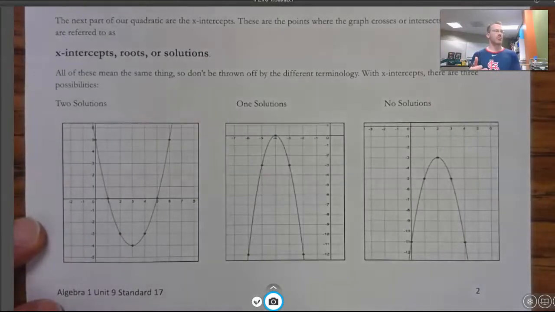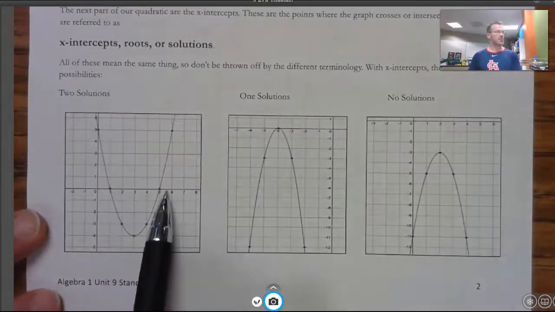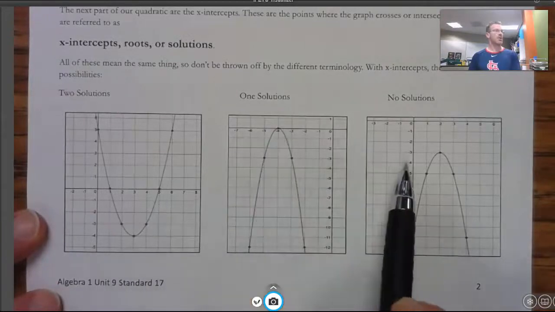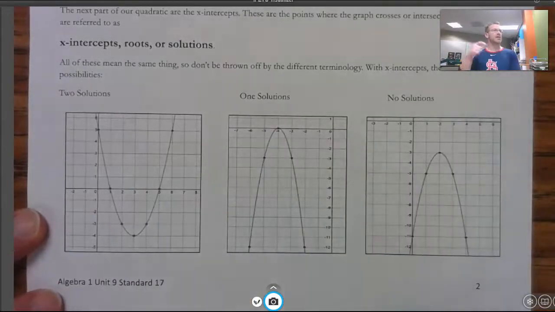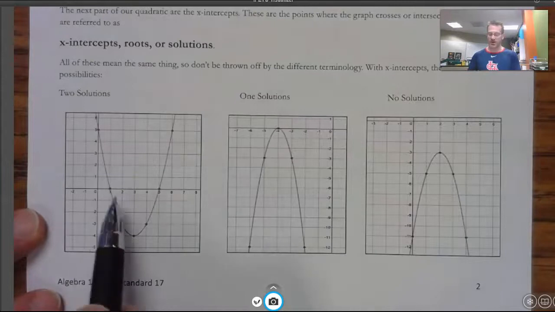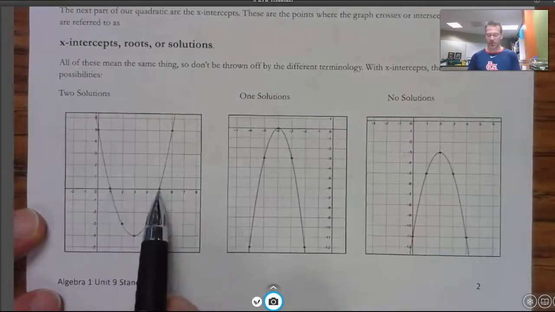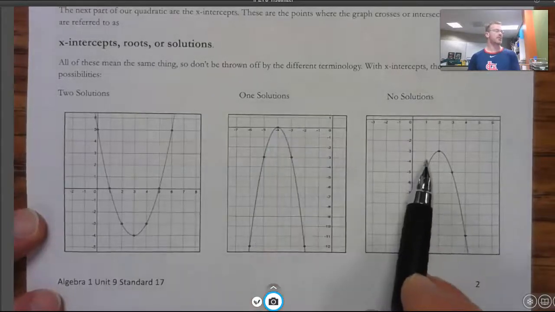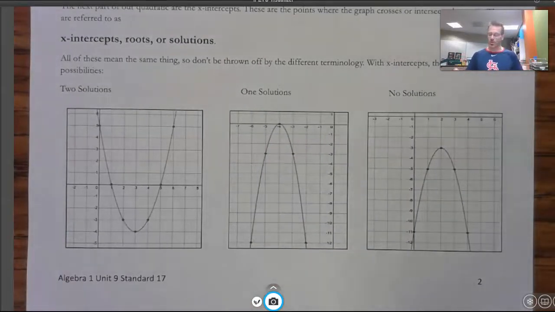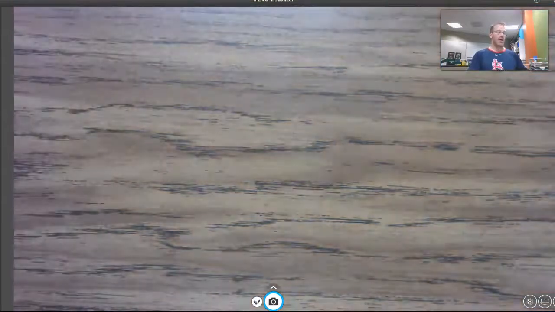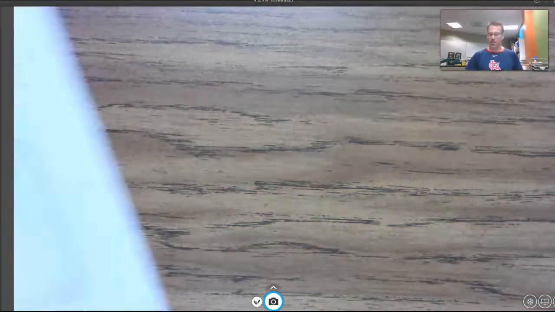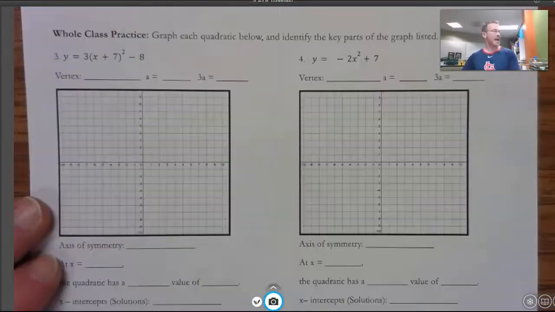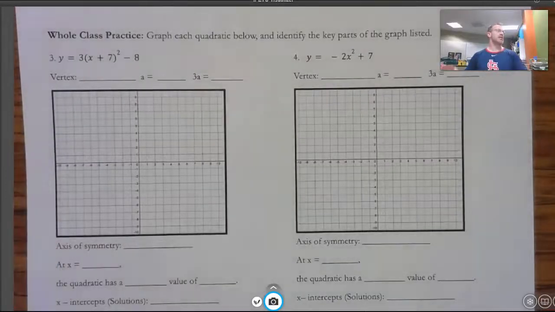Now, we already know this. I could have two solutions, I could have one solution, or I might have no solutions. Those ideas that we've built are still going to come through when we are graphing. So we just have to figure out: an x-intercept of (1, 0) and (5, 0), one x-intercept of (-4, 0), and then no x-intercepts. Now let's put all of that together on the next page. We're going to graph and identify some of those key pieces.